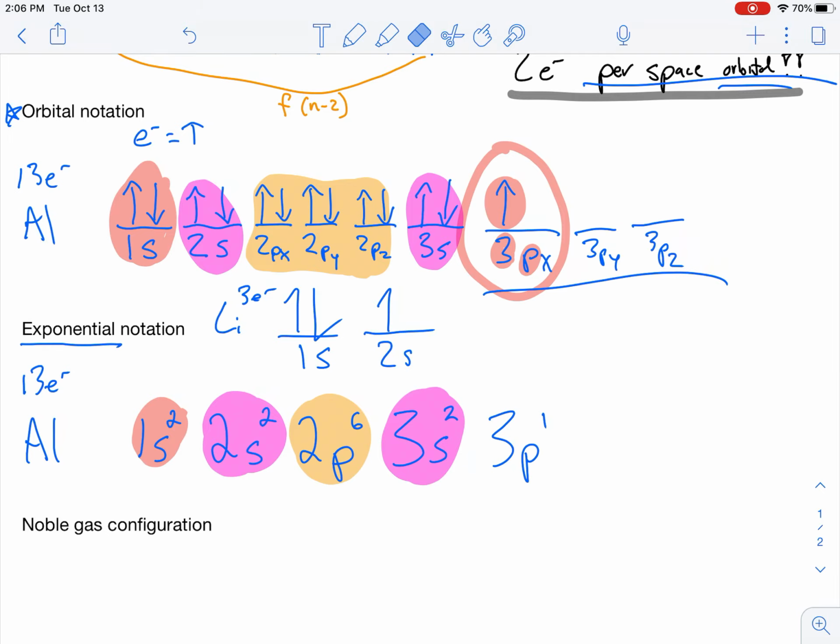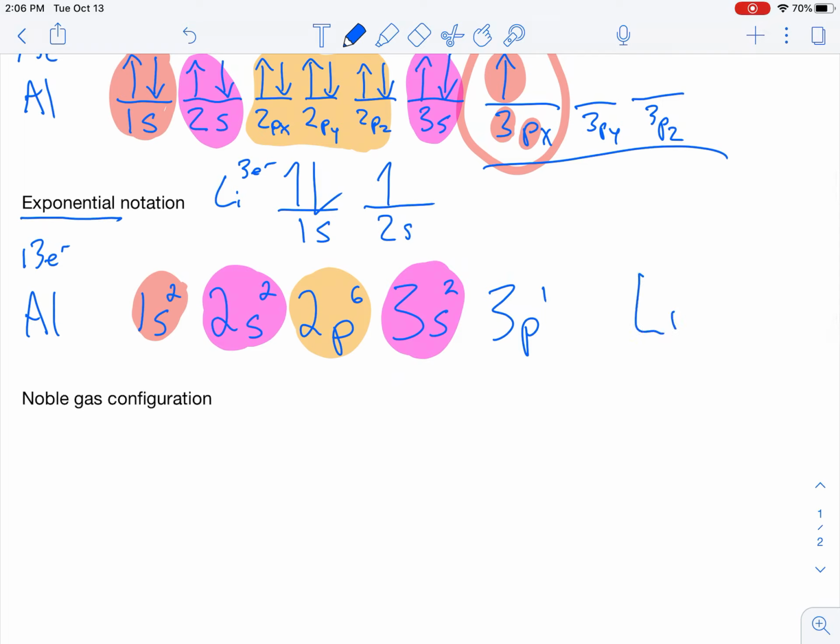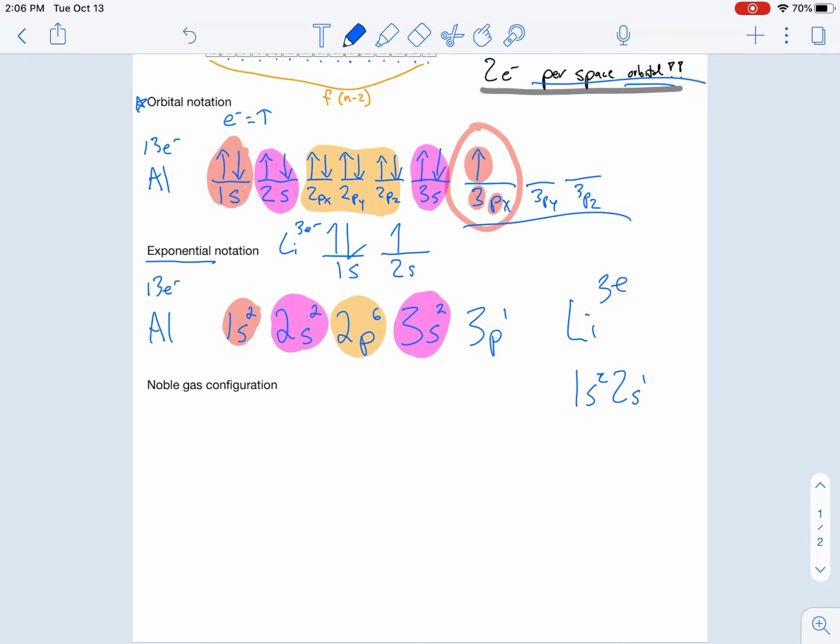All right. Let's do lithium just to make sure we have the same piece of information. Lithium with our 3 electrons would be 1s2, 2s1. Oh, why did I write 2p? Oh, S is terrible. 2s1. There we go. Same thing.